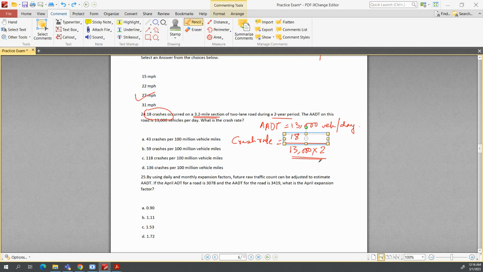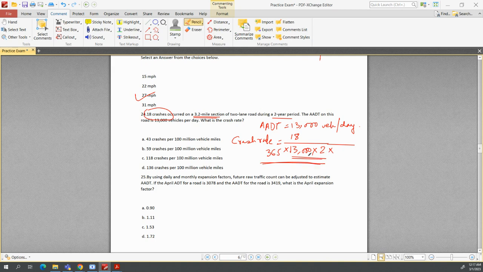And what is the length given? One more thing you have to do: 13,000 is for each day, so how many vehicles for 365 days? Because 18 crashes occurred during the 2-year period, not 18,000 crashes. So basically 365 times 13,000 times 2. In that time this many vehicles were there. The 18 crashes occurred, and the exposed cars were 365 times 13,000 times 2.